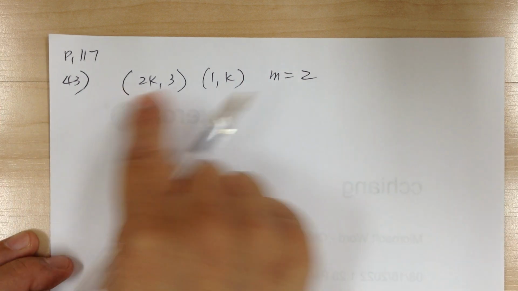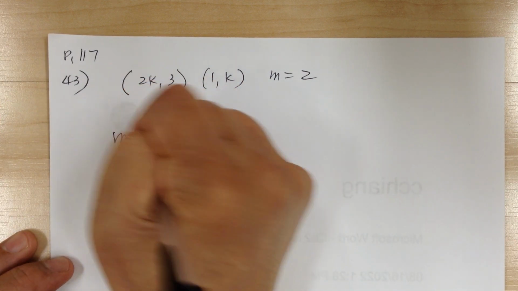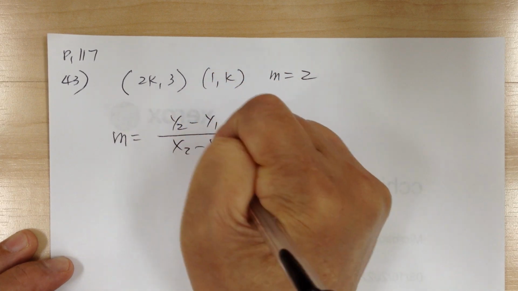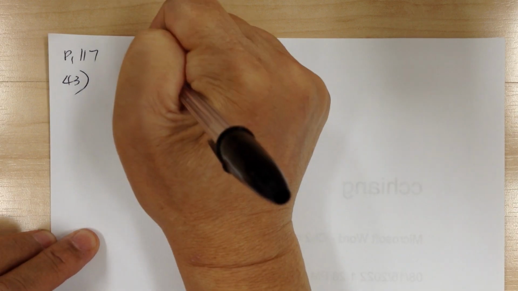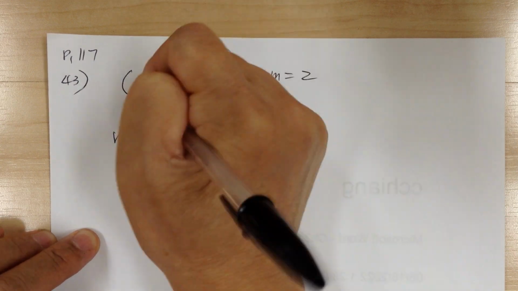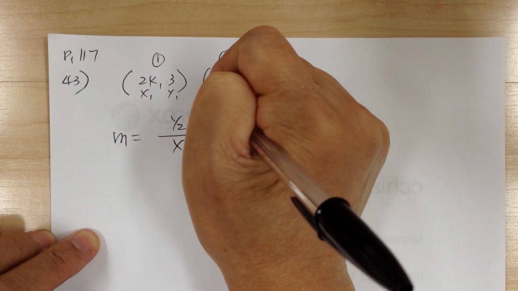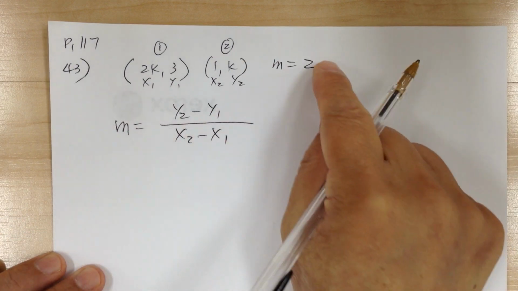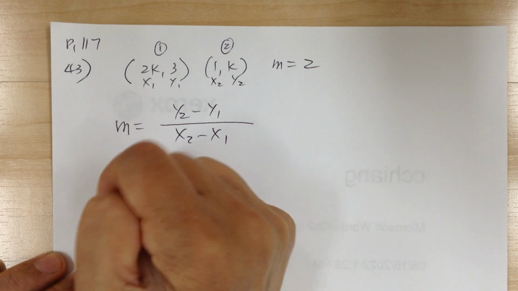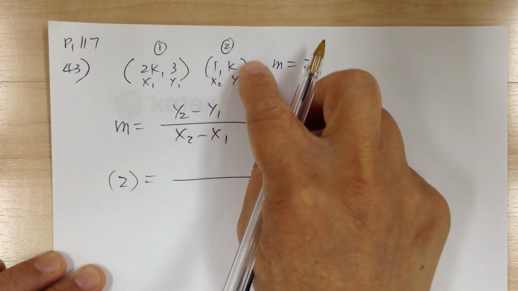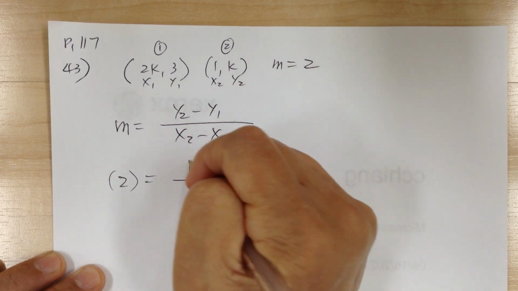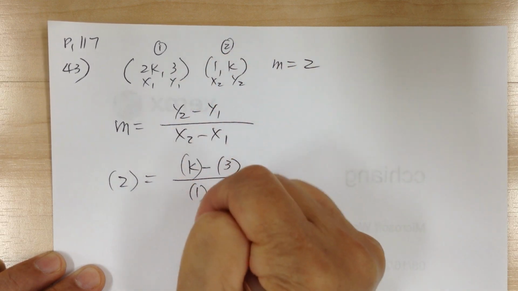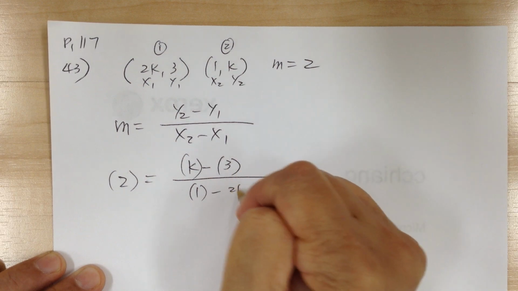Okay, so in this case, the points are given, so slope formula equal to y2 minus y1 over x2 minus x1. Okay? So that's your first point, and that's your second point. So that's your x1, y1. That's your x2, y2. Now substitute everything here. So m equal to 2, so put 2 over here. y2 is k, y1 is 3, x2 is 1, x1 is 2k.